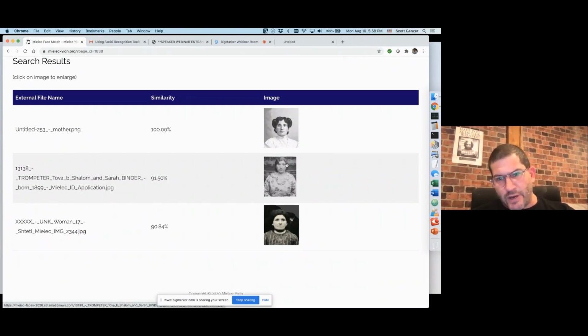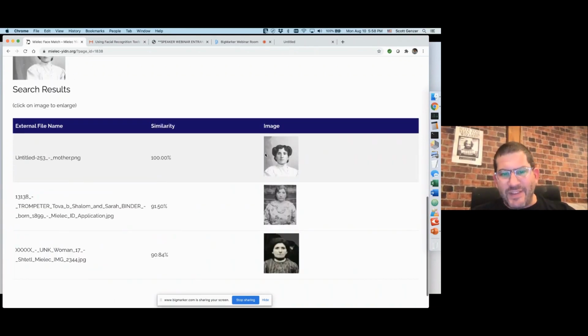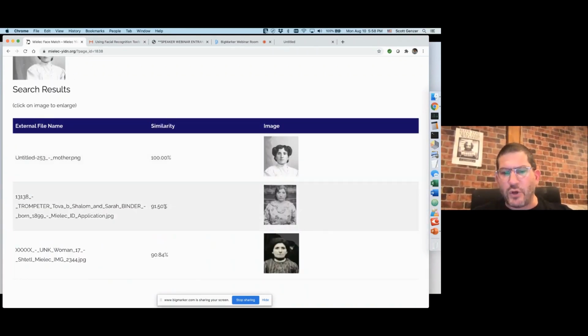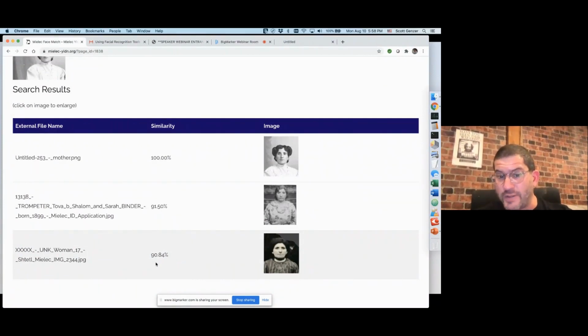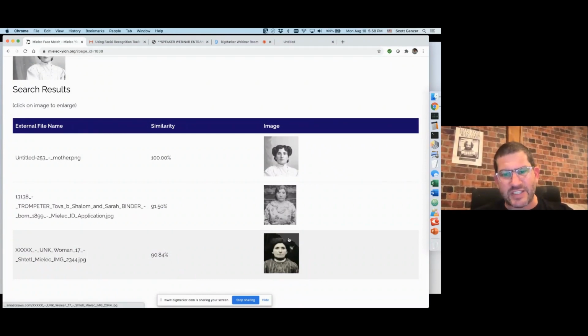This is clearly, she's wearing a sheitel here. It's definitely a different kind of sheitel. I'm not convinced it's her. It's only a 91. By the way, you'll notice these numbers are only 90% and higher. That's because when I coded this, I set the threshold at 90%. Otherwise, I tend to see a lot of false positives. This does not, to me, look the same.